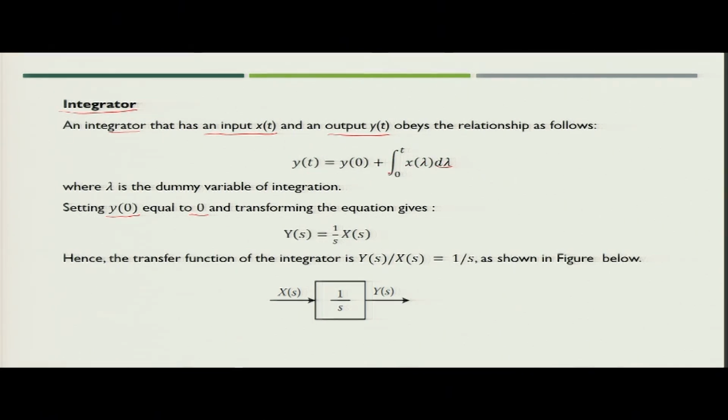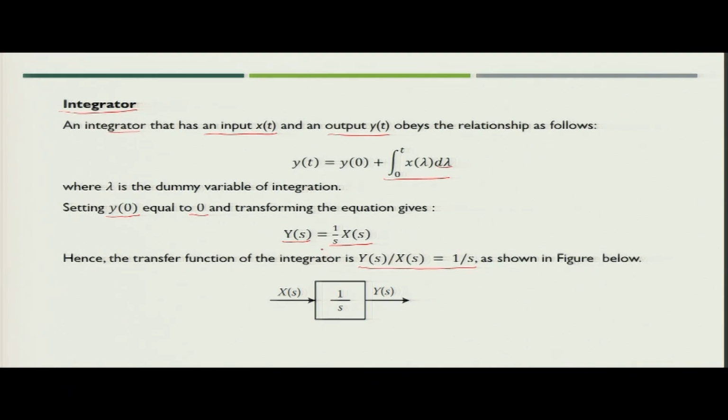Now, if you convert into the Laplace domain, y(t) can be simply written as Y(s), and the integration term you can write as 1 upon s into X(s). This is what we discussed for the Laplace transform of the integral term in the previous lectures. So, we can write Y(s) as equal to 1 by s into X(s). When you are asked to find the transfer function, that means you need to find Y(s) upon X(s). So, Y(s) upon X(s) will become 1 by s in case of an integrator.